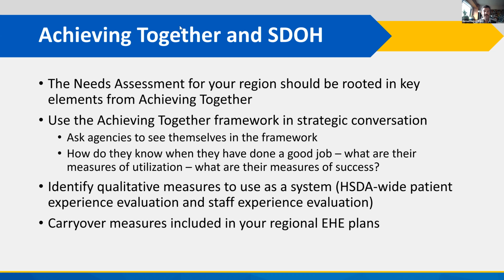You can use the Achieving Together framework in strategic conversation as well. Just thinking about that picture, right, of the person and then the circles around them, and then all the different services that affect them from the prevention side, and then the other arrows on the treatment side. Just put that on a screen and say, where do you see yourselves in this framework? And go one by one and let them talk about this together. How do they know when they've done a good job? What are their measures of utilization? What are their measures of success?